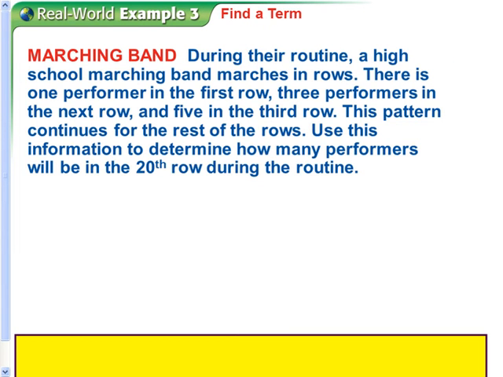Okay, let's take a look at this one. During the routine, a high school marching band marches in rows. There is 1 performer in the first row, 3 in the next, 5 in the third. This pattern continues for the rest of the rows. Use the information to determine how many performers will be in the 20th row during the routine.